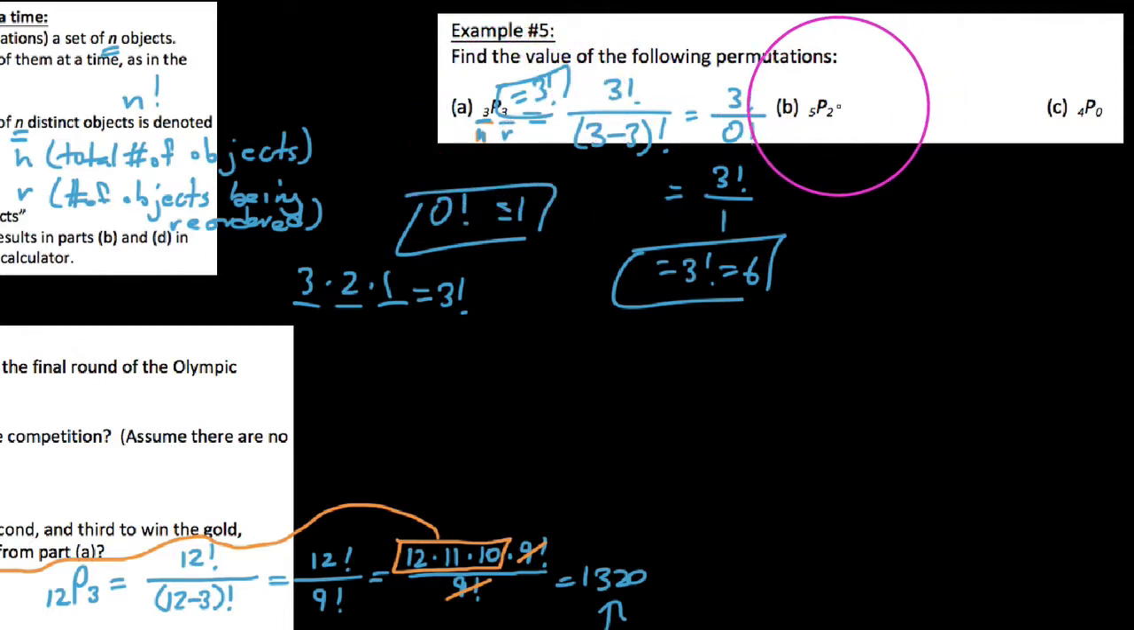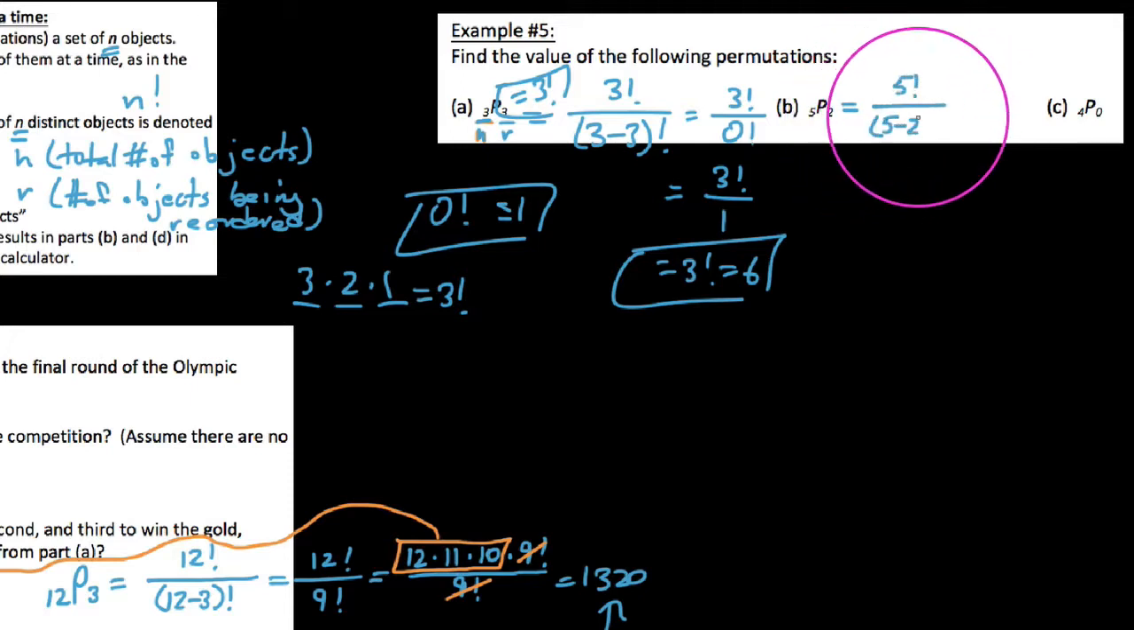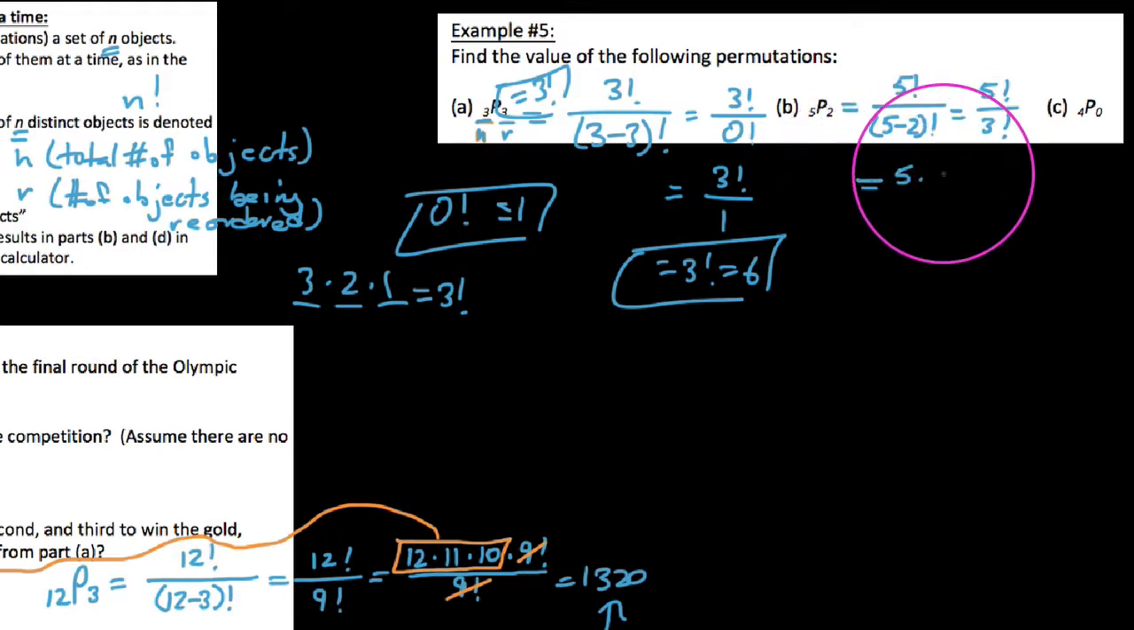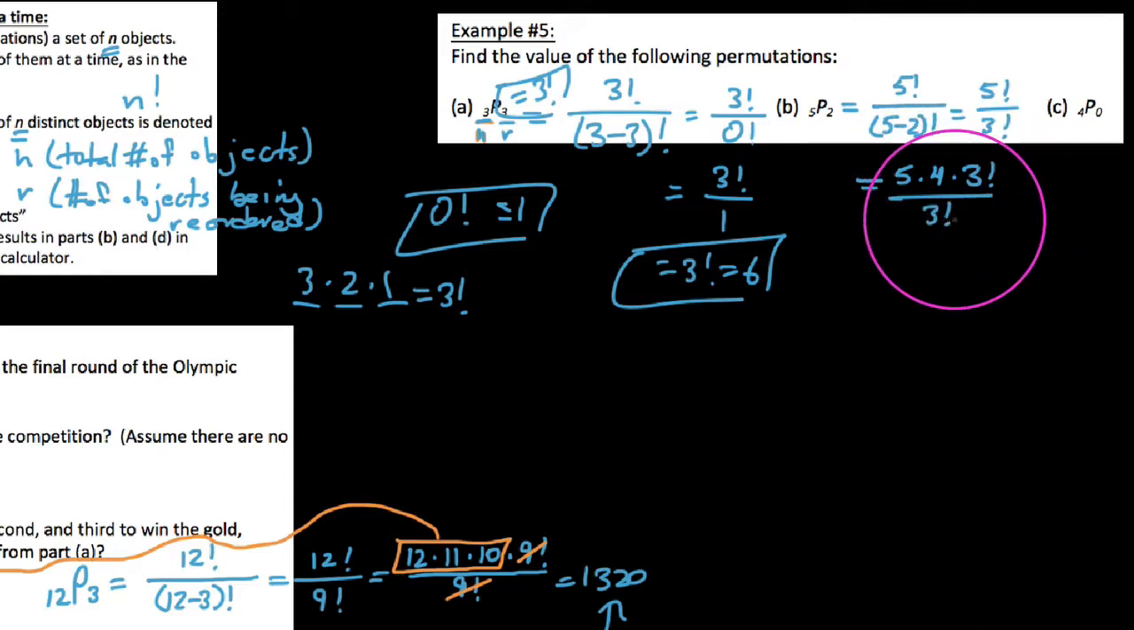So let's see, 5 permuting 2. If I had 5 total objects and I wanted to rearrange 2 at a time, how many ways could this happen? Let's go ahead and write out what we have. We have n factorial over n minus r factorial, which simplifies. We get 5 factorial over 3 factorial. Writing this out, on top we write 5 times 4 times 3 times 2 times 1, which is really 3 factorial over 3 factorial. And our factorials cancel out here. So really we get 5 times 4, which is 20.